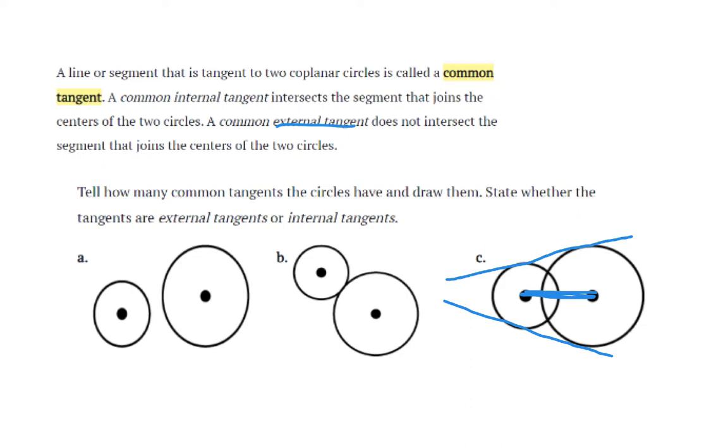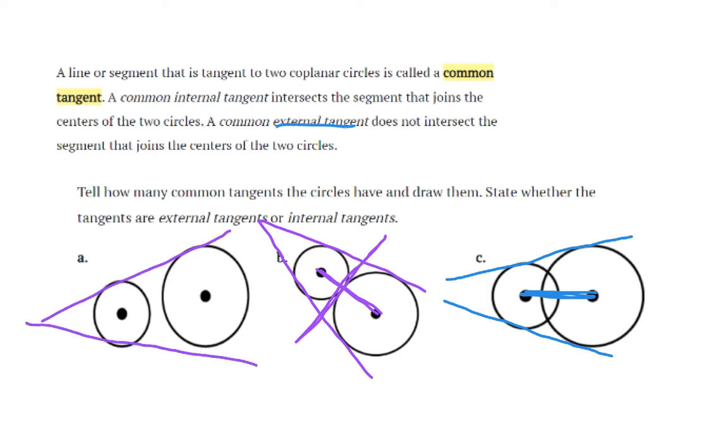In B, we have two external tangents again. We also have one internal tangent that goes this way. There is a tangent that goes between the two of them that intersects the segment that joins the two centers. We call that an internal tangent. In part A, I don't know why these are not looking like circles, but we have two external tangents.